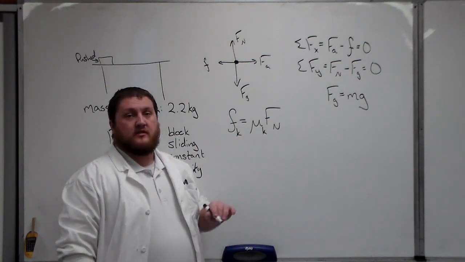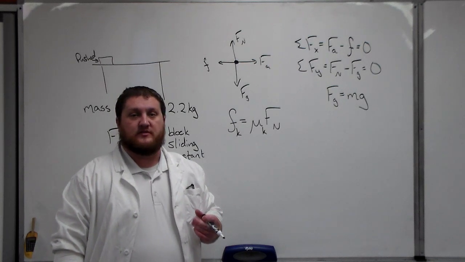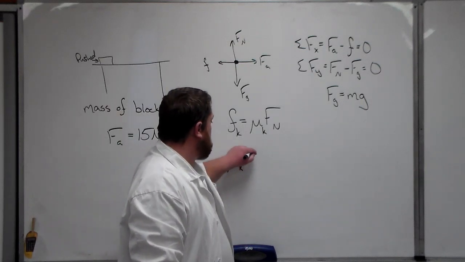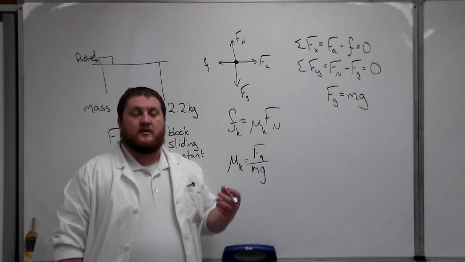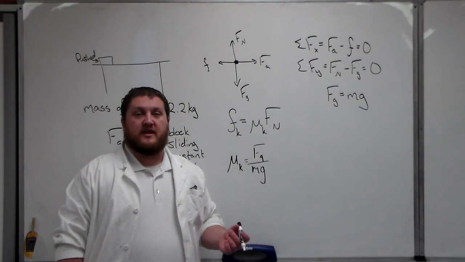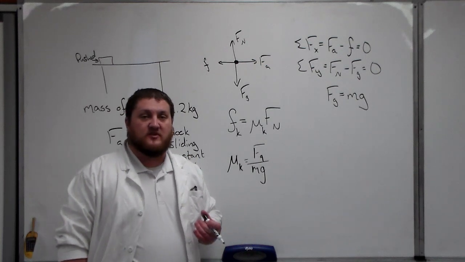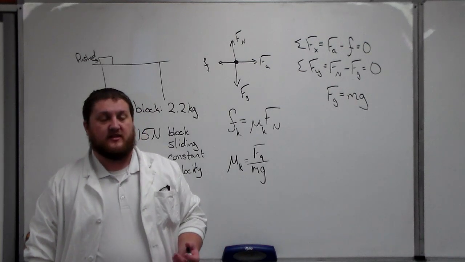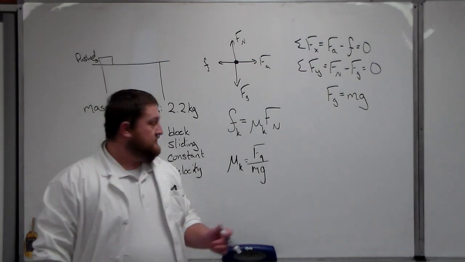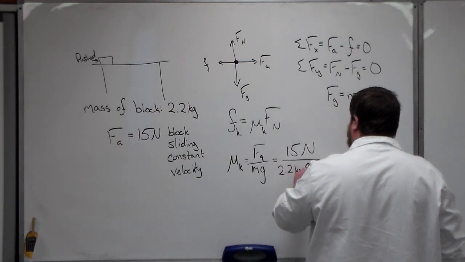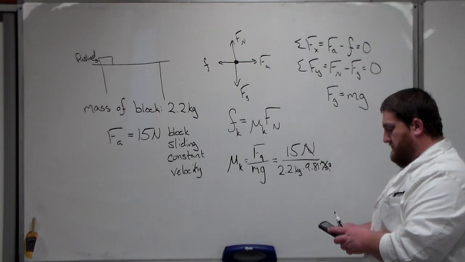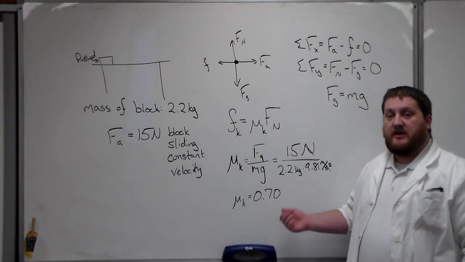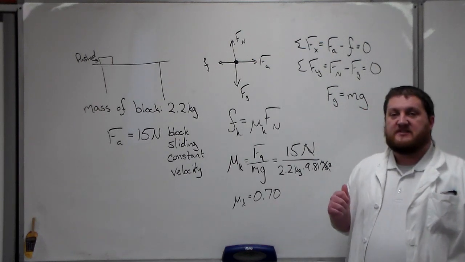Again, we're going to do substitution and some algebra to solve for mu. I'm going to skip a few of the steps and just cut to the end. This is the equation we will wind up with. The kinetic coefficient of friction is equal to the applied force divided by the mass of the box divided by g. Let's plug in numbers and calculate the coefficient of kinetic friction. In this case, my coefficient of kinetic friction is 0.70.